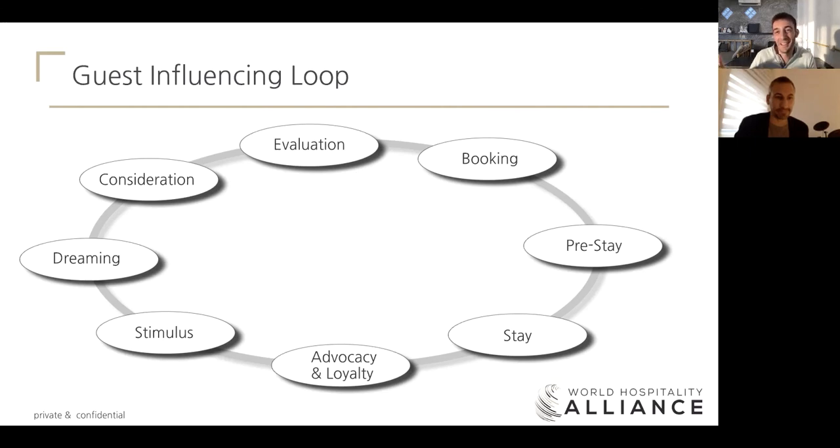You know me, I always mention I love the top of the funnel, which is more related to the stimulus and dreaming part, because that is where marketers usually have a Luna Park. And I think we're going to talk a lot about the stimulus and dreaming phases very soon. I'm absolutely excited.